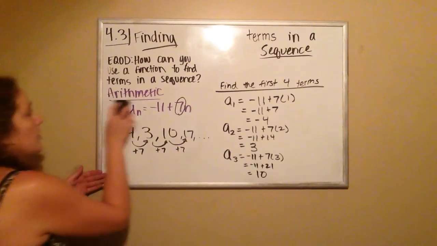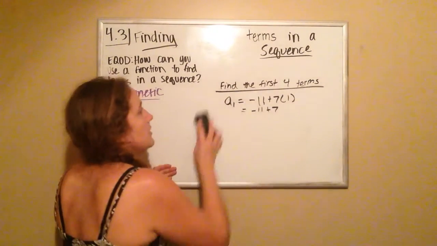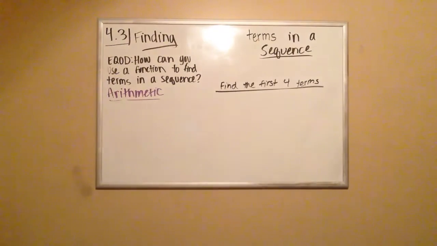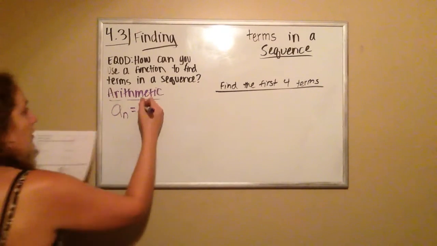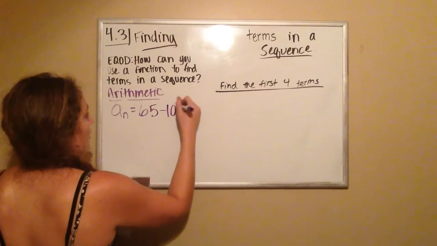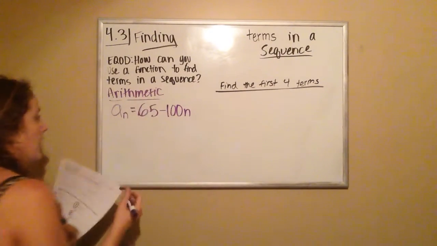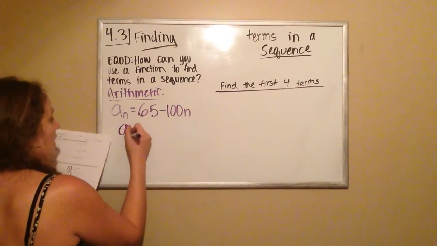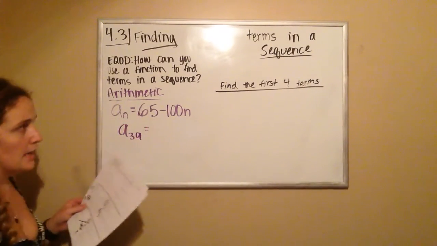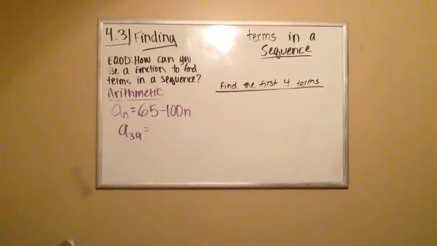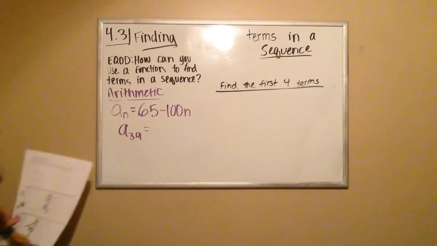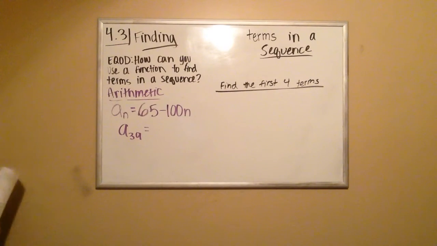Alright, cool stuff. So that should have been on the right-hand side. So now you need to work on this one on the left-hand side. A of n is equal to 65 minus 100n. Alright, I want you guys to find the 39th term, and I want you to find the first 4 terms. So you should be finding 5 terms total. Make sure you complete this on the left-hand side. Alright, if you're back with me, I'm assuming you've already completed this. I'm not going to give you guys the answers to these because we're going to do a lot together.